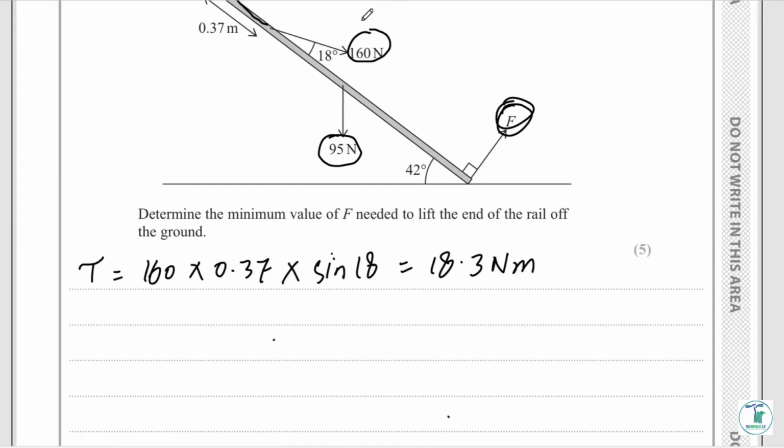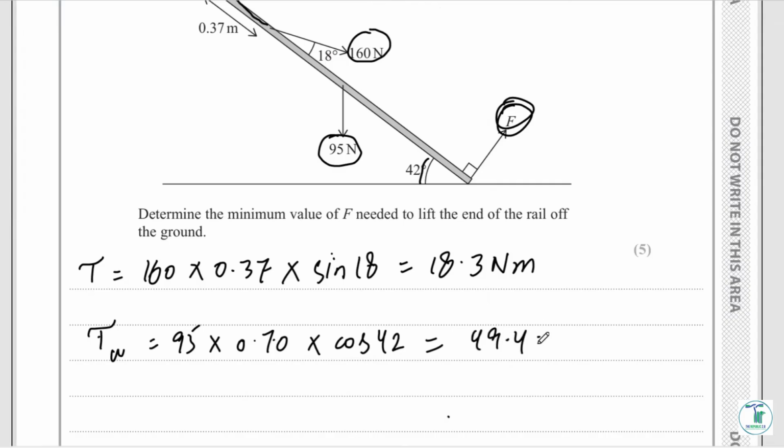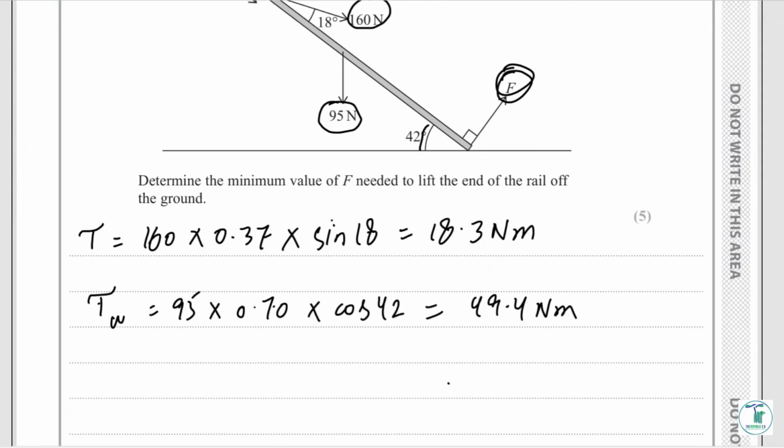And now you have got the moment of the weight. So I just need to calculate the moment of the weight. And the moment of the weight is going to be 95 Newton, which is the weight of the rod, times, it must be acting at the center of gravity. Since the total length is 1.4, the center of gravity should be at 0.70 from one end. And then you need to times it by the angle through which it is subtended by the horizontal, and that is going to be cos 42. When you times them up, you should be having something like 49.4 Newton meters. That is the torque due to the weight.